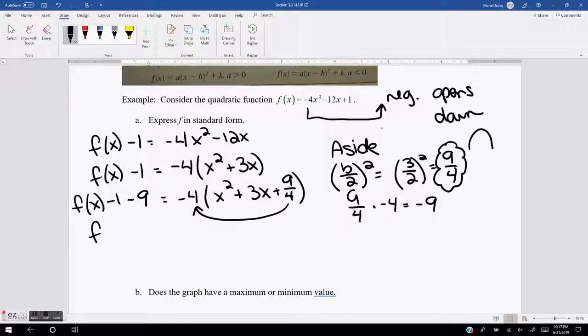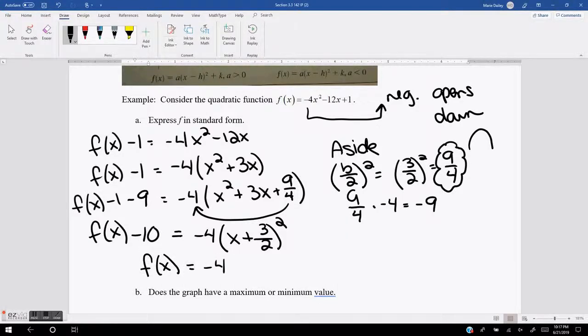Now, cleaning up that left-hand side, that's going to be f of x minus 10 equals, well, we have that negative 4. And then, of course, we can factor that inside. And again, watch the completing the square video for the explanation of how that is factored. And moving finally that 10 over to the other side, we are now officially in standard form, okay?